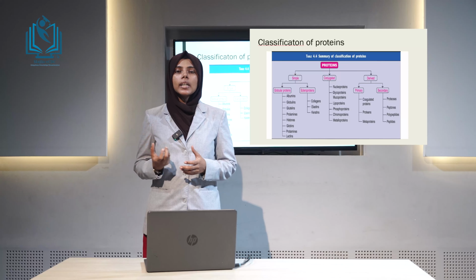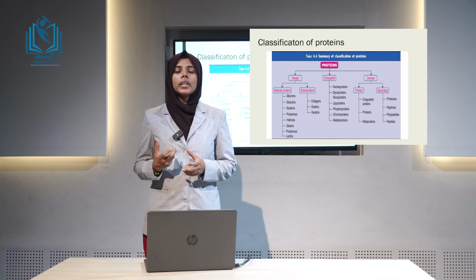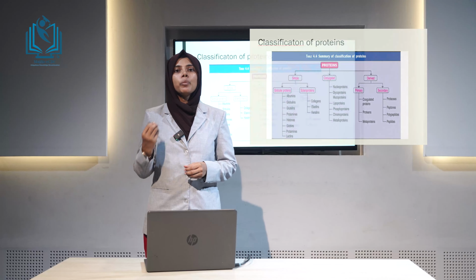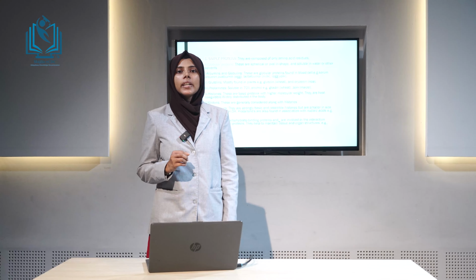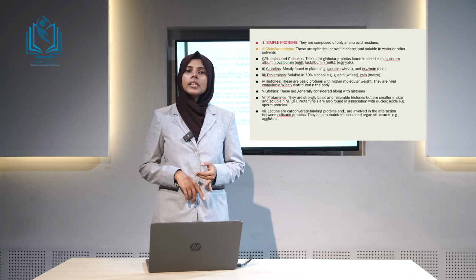But secondary derived protein is the product obtained after the breaking or hydrolysis of peptide bonds. That means it's secondary derived proteins. Next we are discussing the simple proteins. Simple proteins have two types, globular proteins and scleroproteins.